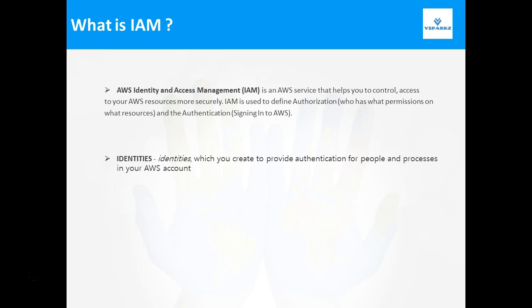What is IAM? IAM stands for Identity and Access Management. It is an AWS service that helps you to control access to your AWS resources more securely. IAM is used to define the authorization and the authentication. Authorization means who has what permissions on what resources. That is the meaning of authorization.